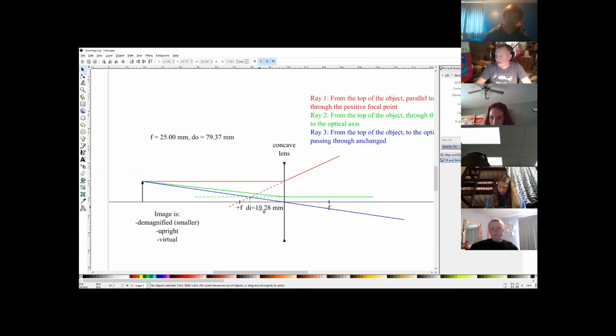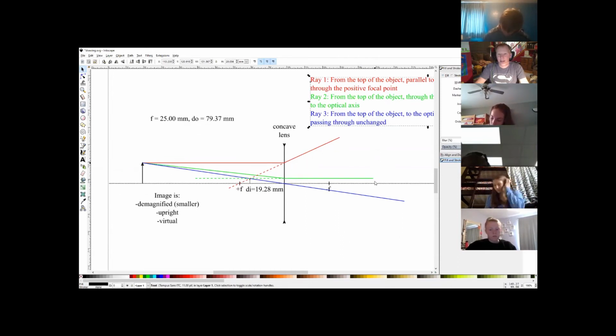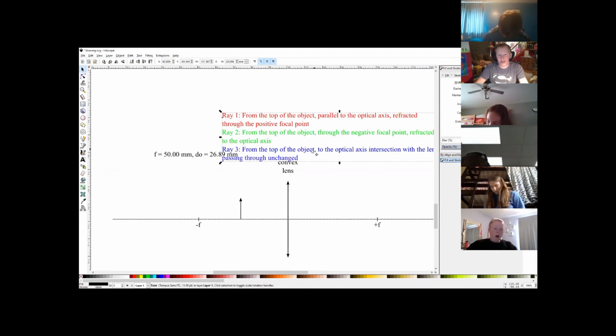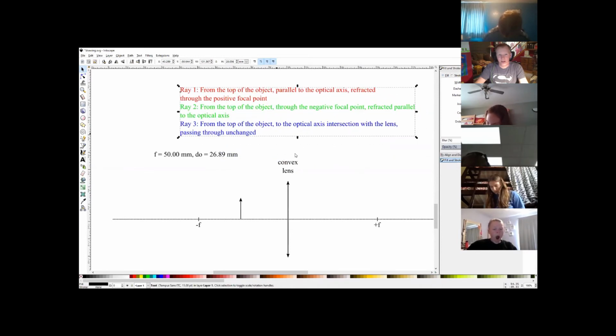Okay, good. We got one more condition I want to share with you. Our last condition down here uses a convex lens again, but this time the object is inside the focal length. So in this case, I have it as 26.89 millimeters. That's just where it got stuck. We're going to apply the same rules as above, but in this case, we'll also have to modify it a little to account for where everything is.